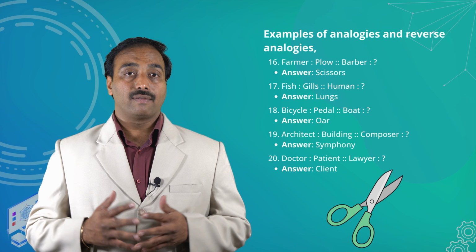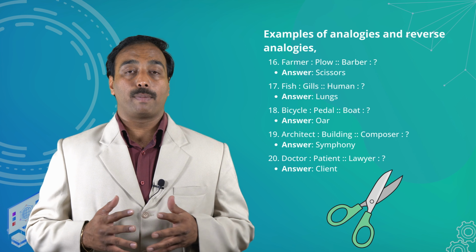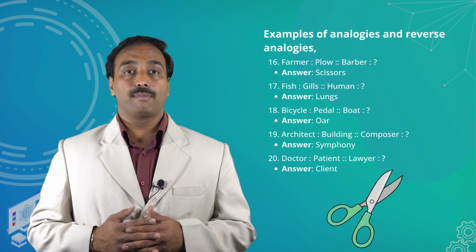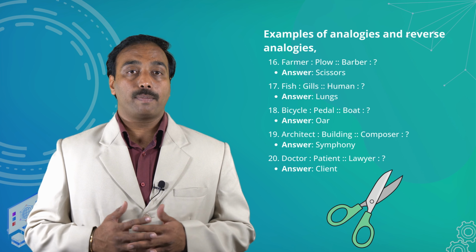Bicycle is to pedal, whereas boat is to oar. A bicycle is propelled by pedals and a boat is propelled by oars. Both pairs describe modes of transportation and their means of propulsion.